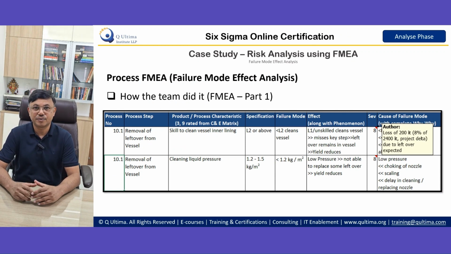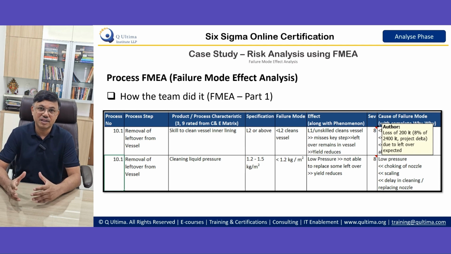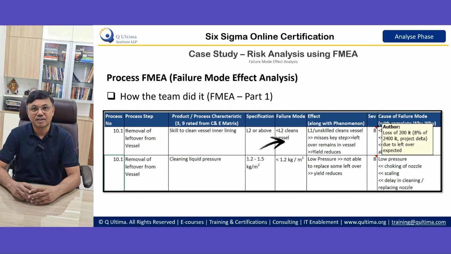They first took the first step, which is cleaning the vessel. And in cleaning the vessel, they found two characteristics, which are the skill of cleaning and the pressure of the liquid by which they are cleaning. For skill, the requirement is that the skill should be L2 or above. The failure mode is when somebody with less than L2 skill is operating or trying to clean the vessel.